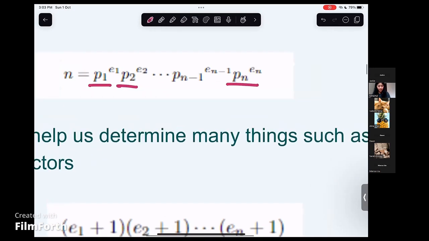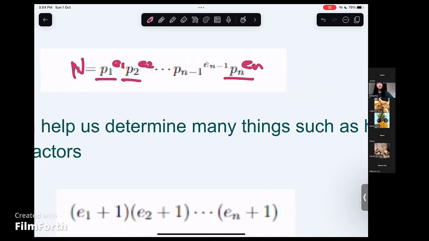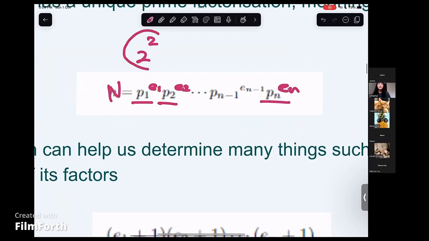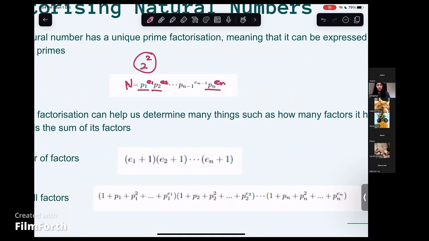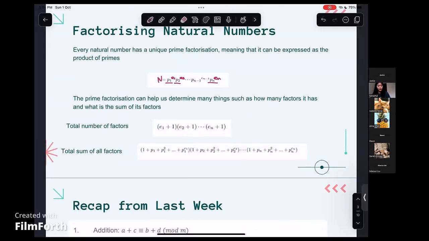Okay, so E1, E2, all the way until En are the exponents of these prime factors. So say this number is divisible by 4. Then it has a prime factor of 2, and the power has to be greater than or equal to 2. So if it's divisible by 4, it has to have at least this within its prime factorization. I'm sure you're pretty familiar with this. As long as you get the concept that you can express it as primes, you're probably all good.